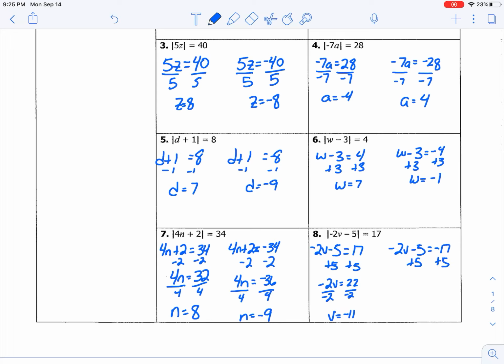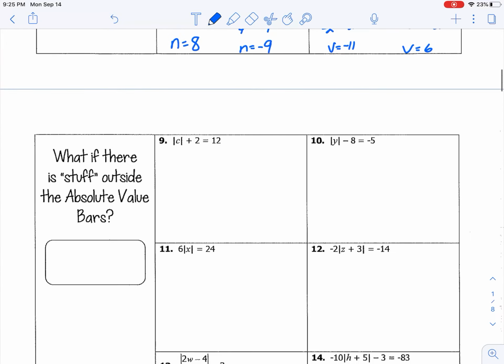Add 5 and add 5. Negative 2v is going to give me negative 12. We're going to divide out that negative 2, and v is equal to 6. Okay, that first page is done. So we've got about 10 more problems to go.